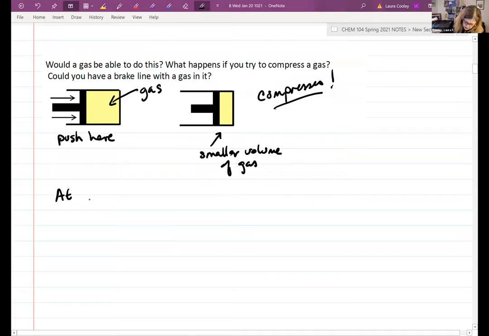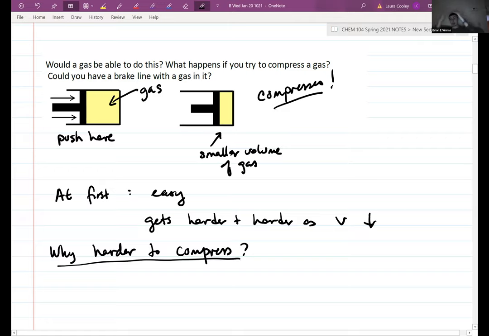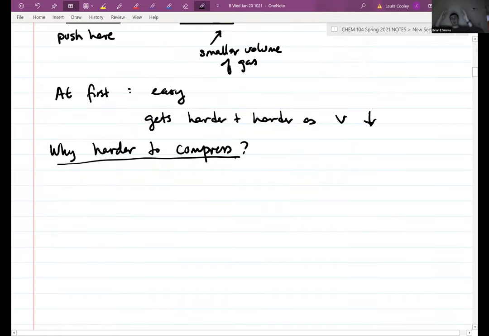So at first, when I do it with my little syringe here, it's pretty easy, right? But then it gets harder and harder as the volume decreases, as the volume goes down. So why does it get harder and harder to compress? It's all invisible, right? I'm pushing on this thing and suddenly it's getting harder and harder. So why does it get harder to compress? The molecules keep hitting each other, so there's less space for the molecules to hit, so it pushes back.